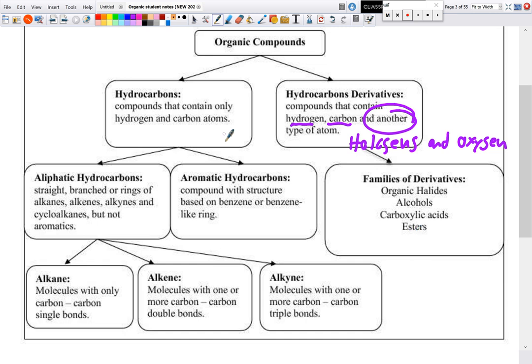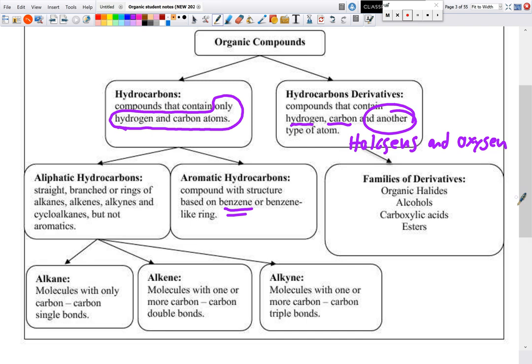Now, for our first few lessons, we're just going to focus on our hydrocarbons. Now, hydrocarbons only contain hydrogen and carbon, and that's it. So we have a bunch of different hydrocarbons with different classifications. We have something called aliphatic hydrocarbons and something called aromatic hydrocarbons. Now, aromatic hydrocarbons are structures based on benzene or a benzene-like ring.